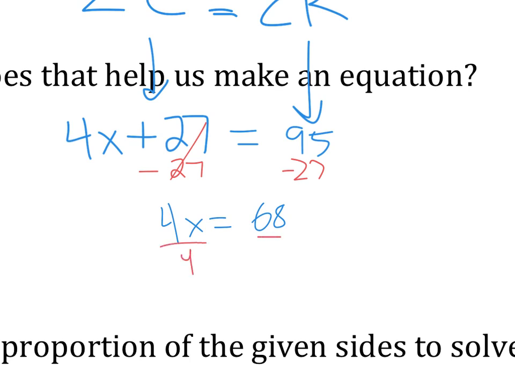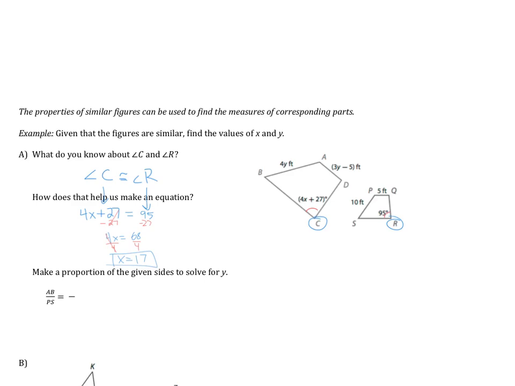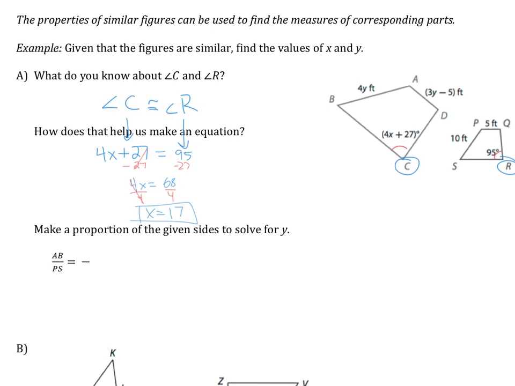Divide by 4. So x equals 17. So just like that, since I knew they were similar, I knew my angles were congruent, and then therefore I can make them equal and solve for the variable. Now the next problem says make a proportion of sides to solve for y.